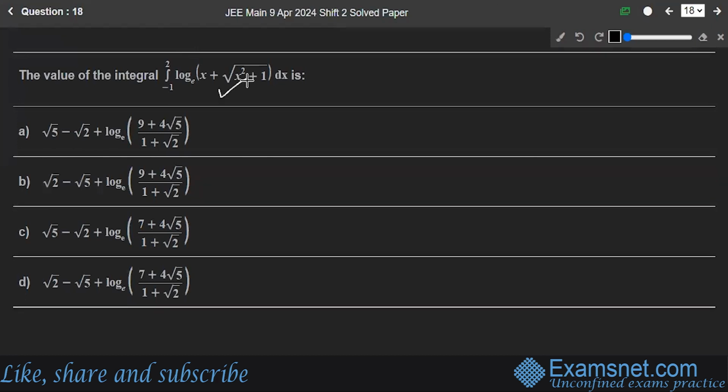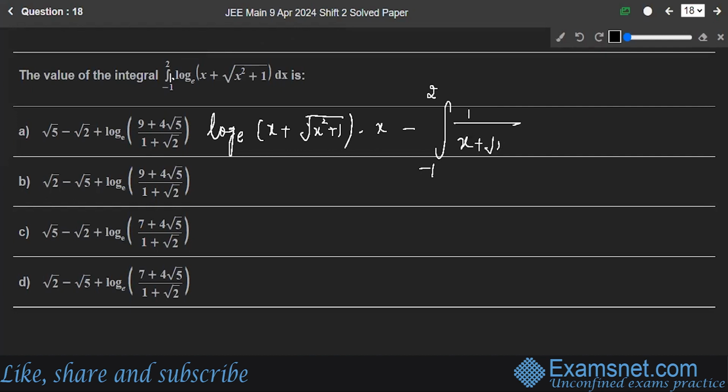Question number 18, the value of this integral is equal to. To answer the question, let's rewrite this integral, and this time I'll be multiplying here with 1. Now I'll be solving this problem using integration by parts. That will give me the first function, this, into the integral of the second. The integral of 1 is equal to x, and minus the integral with the limits were this. Derivative of the first, which gives you 1 upon x plus root of x square plus 1, and the derivative of this will give me 1 plus 1 upon 2 root x square plus 1 multiplied by 2x. This 2 and 2 will cancel. And this whole thing will be multiplied by the integral of the second, dx.